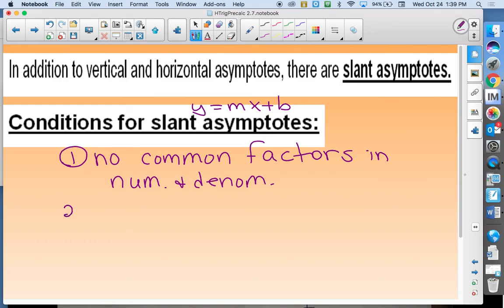And then the second condition is the degree in the numerator, that's that biggest power, must be one larger power or one higher power than the degree of the denominator. And only one.